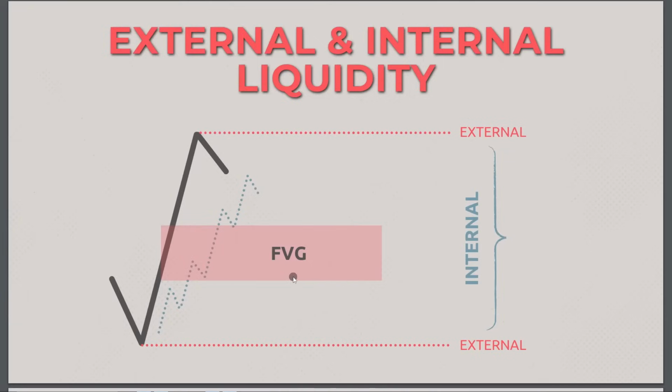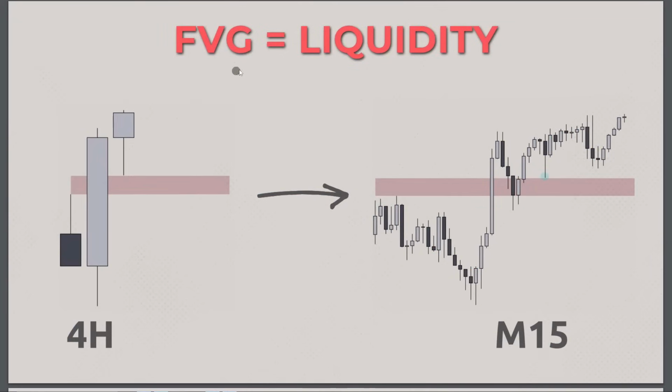So basically, as a general rule, we have this high and this low, that's our external range. Anything in between is internal. Highs and lows are external. Fair value gaps are internal. Now, you also need to know why we focus on fair value gaps as our internal liquidity, and forget about all of the small, lower time frame highs and lows. Only because of one thing: a fair value gap is nothing but a liquidity.